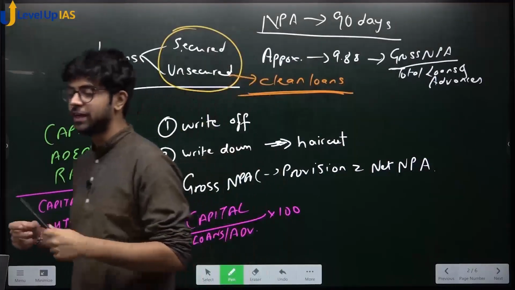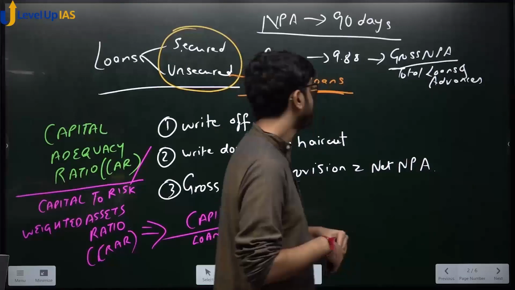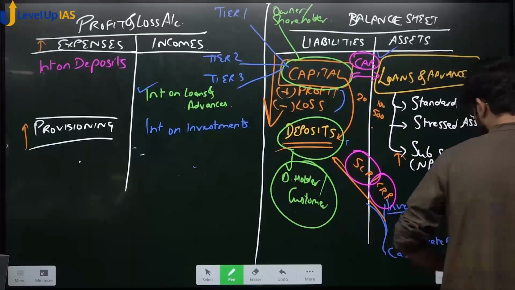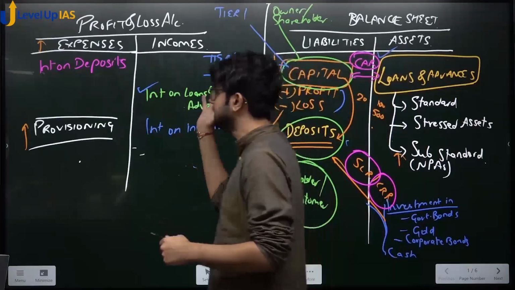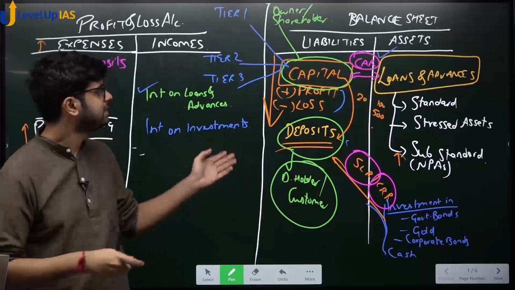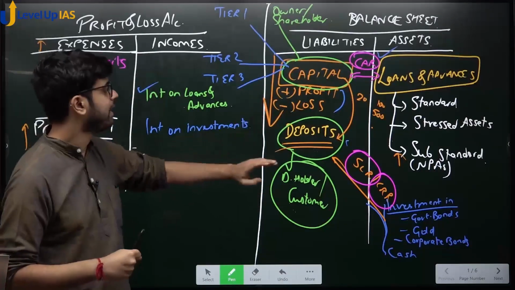So we are in the middle of a very important chapter. We have learned a lot of new concepts in the last lecture. We have seen, okay, this will aid in our revision. We have seen that there are expenses, there are incomes. We have seen there are assets, there are liabilities. We have seen loans and advances. We have seen capital. We have seen deposits.